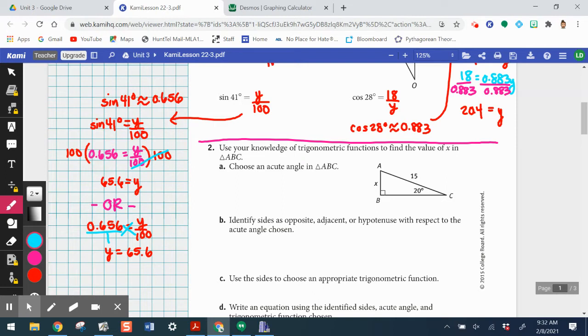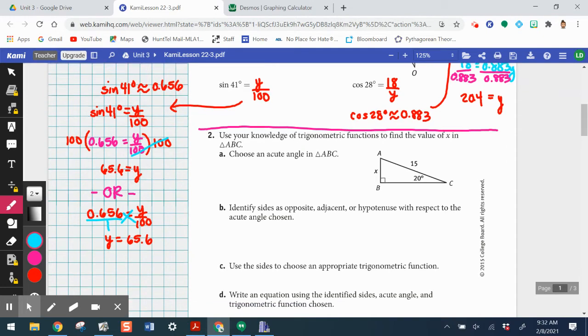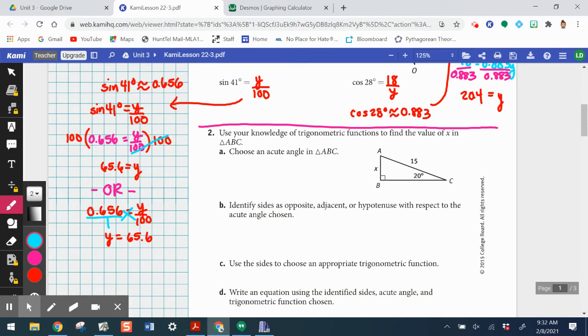And then one method I showed you here for solving this is that if we're trying to solve for y, y is being divided by 100. So to undo that division, we can multiply both sides by 100, and 100 times y divided by 100 is 1y, and 100 times 0.656 is 65.6.